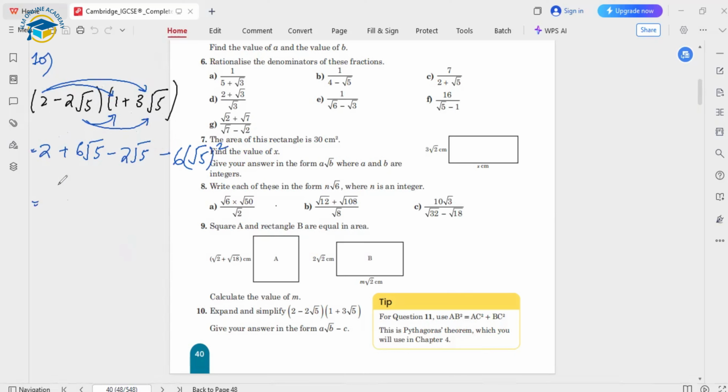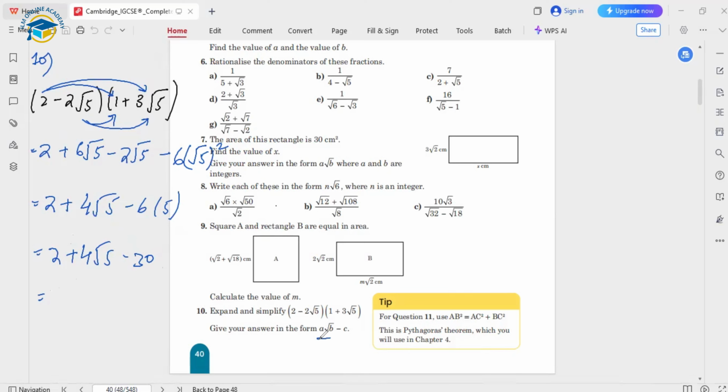Okay, now let's simplify it further. We have 6 and negative 2, which will be 4 square root 5. Both have similar surds, that's why I subtracted them. Next we have 6 and square root 5 square, which gives only 6 times 5, because the square will be cancelled out with the square root. So next, 2 plus 4 square root 5 negative 6 times 5 is 30. So 2 and 30 can be subtracted.